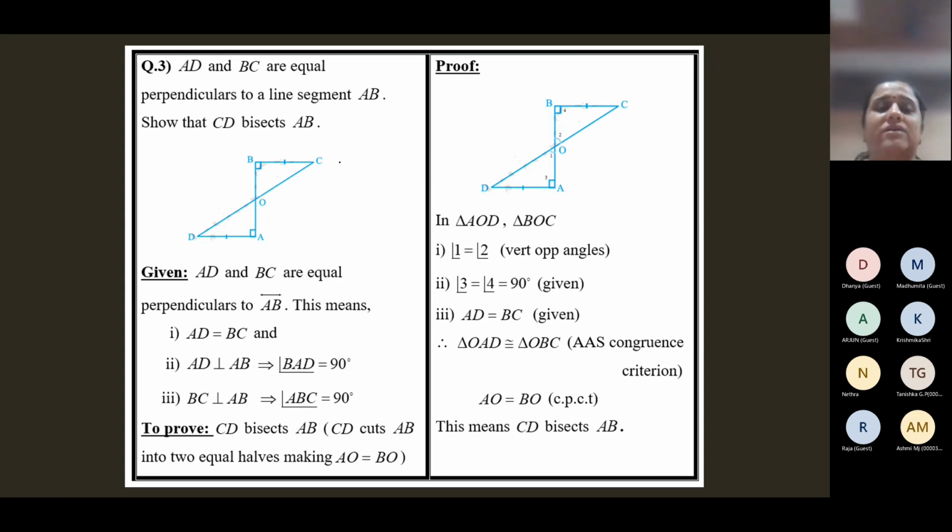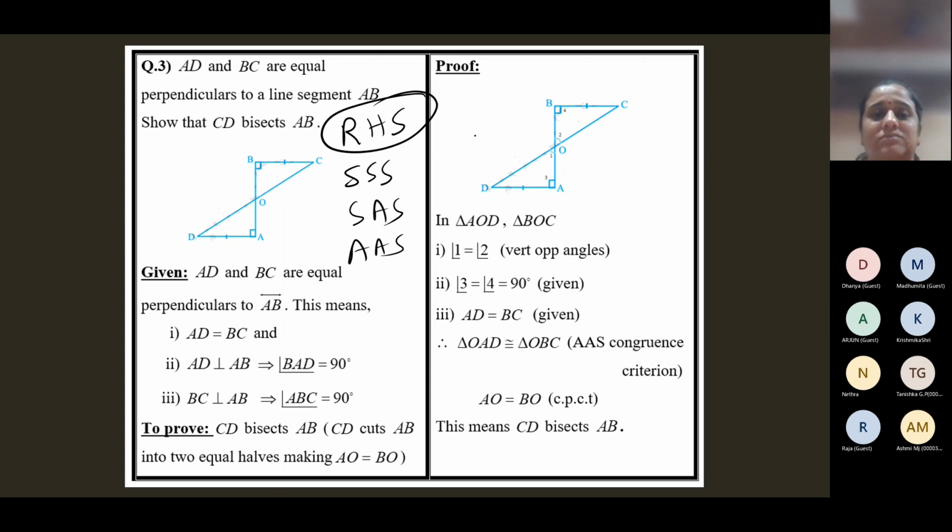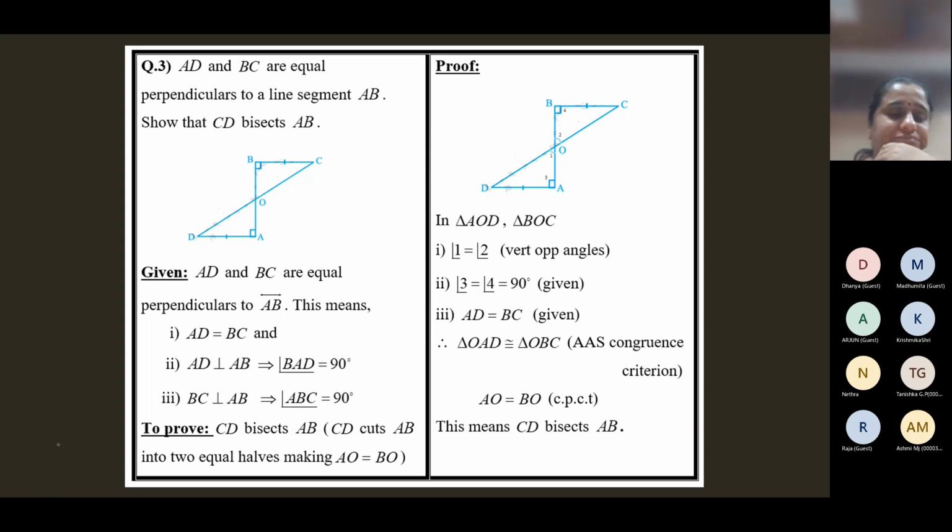And it is not that if the two triangles are right triangles, we must use the RHS rule. We can use the SSS rule, we can use SAS, we can use AAS, you can use anything. It's not that if both are right triangles, you must use RHS. No. Not like that. You should have information that suits this congruence criterion.